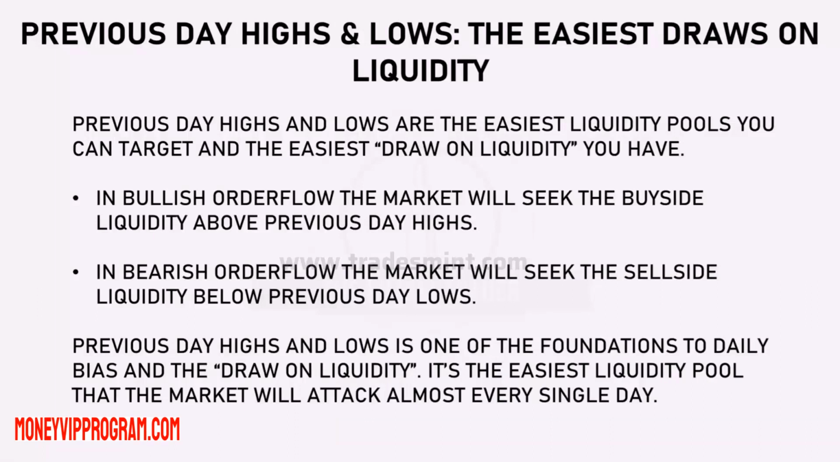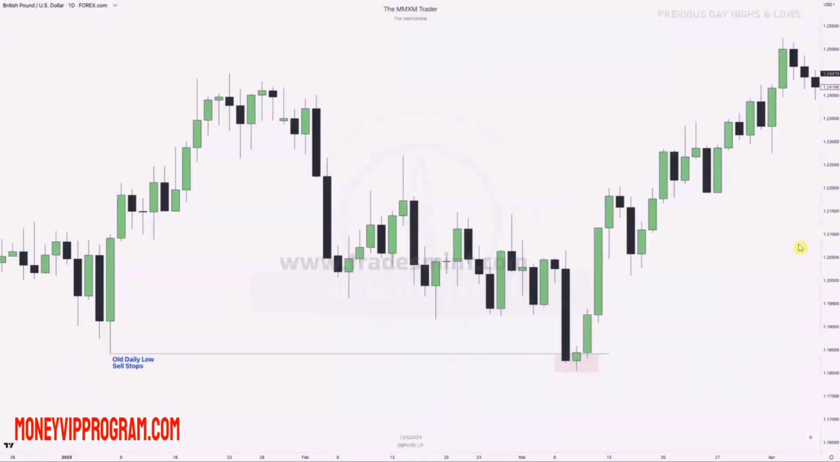Previous days' highs and lows are one of the foundations to daily bias and the draw on liquidity. It's the easiest liquidity pool the market will attack almost every single day. So now let's look at this next chart. We've got a daily chart for GBP USD. Now we can see an old daily low over here, where sell stops have been liquidated. So a higher time frame target has been hit over here.